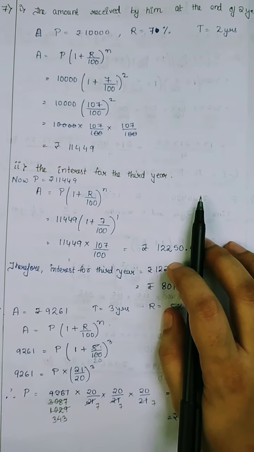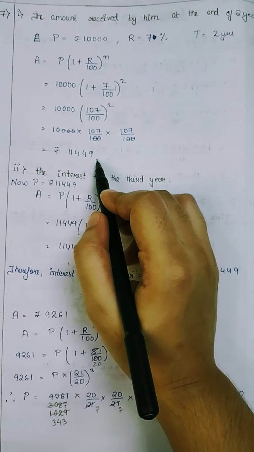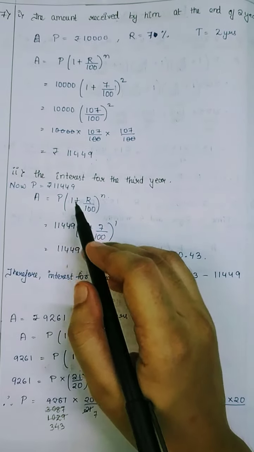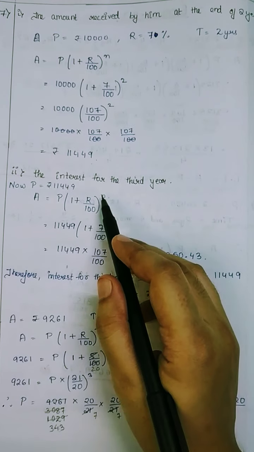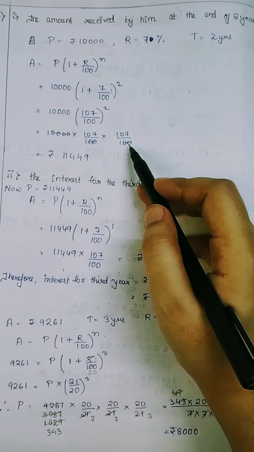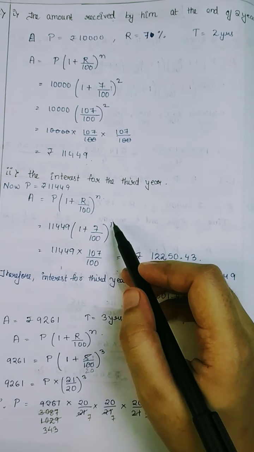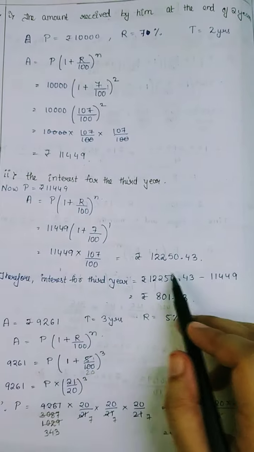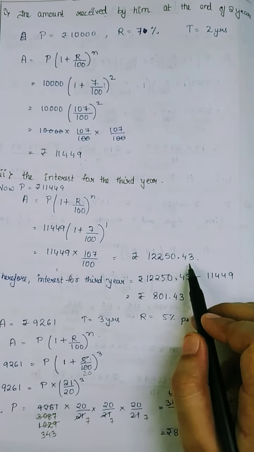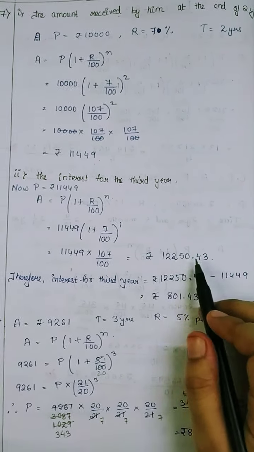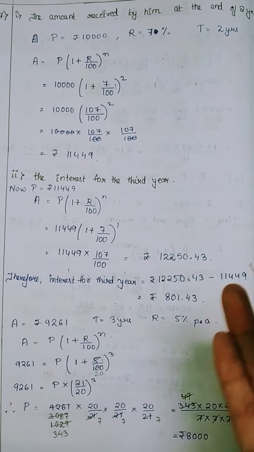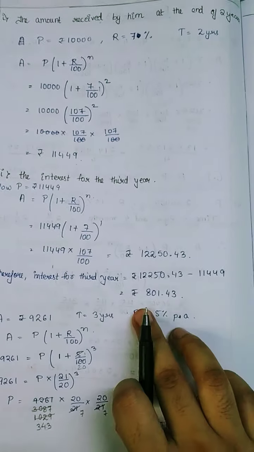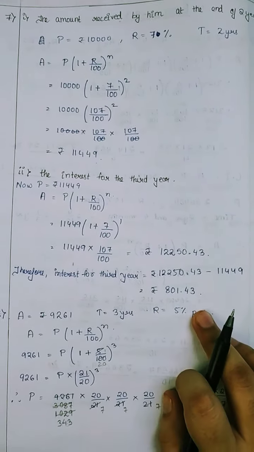Now the next part of this question: we have to find the interest for the third year. Because we have the amount after the second year, we can just put this as the principal and find for the third year. So principal into 1 plus rate by 100 to the power n. n will be just 1 year, because we have already found for 2 years, so only 1 year is left for 3 years. Now 11,449 into 1 plus 7 by 100. When we solve it out, we get rupees 12,250.43 at the end of the third year. Now what will be the interest for the third year? Just this minus the second year amount, which equals rupees 801.43.